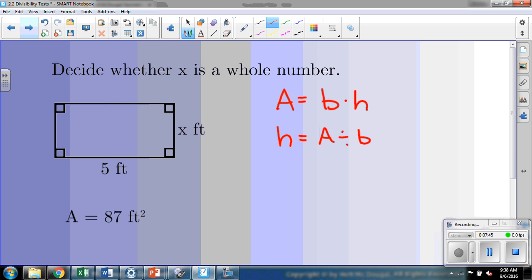We want to know, is this height a whole number? And the only way the height can be a whole number is if the area divided by the base fits perfectly. If there's a remainder, then it's not a whole number. So, this is, based on its context, asking us, is 87 divisible by 5?